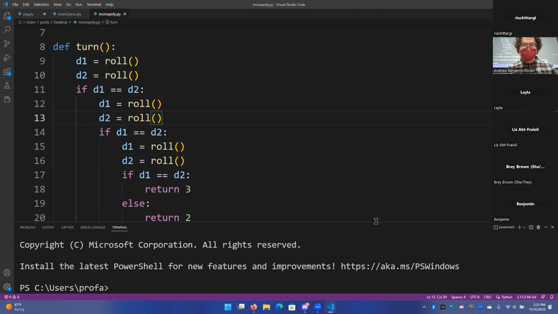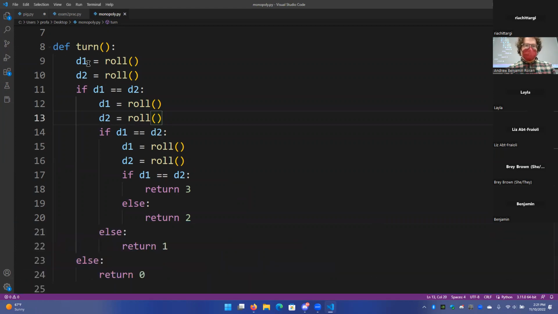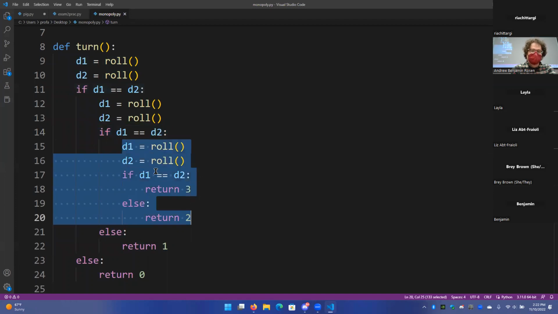So let's go over that again, right? I roll, if my dice don't match, return 0. If they do match, check again by rolling. And it's important that you roll new numbers. If you reuse the same numbers, you're going to get into a bit of trouble. So if I roll my second pair, then I'll move and try to roll my third pair. If I don't roll a second pair though, I'll return 1 because I only rolled 1 pair. If I rolled 2 pairs but don't roll a third pair, return 2. But if I do roll 3 pairs in a row, return 3.